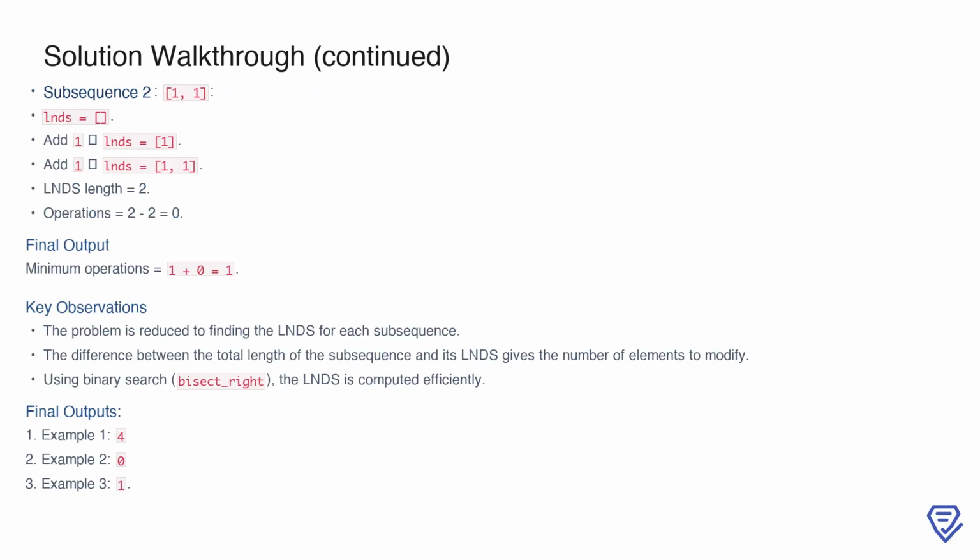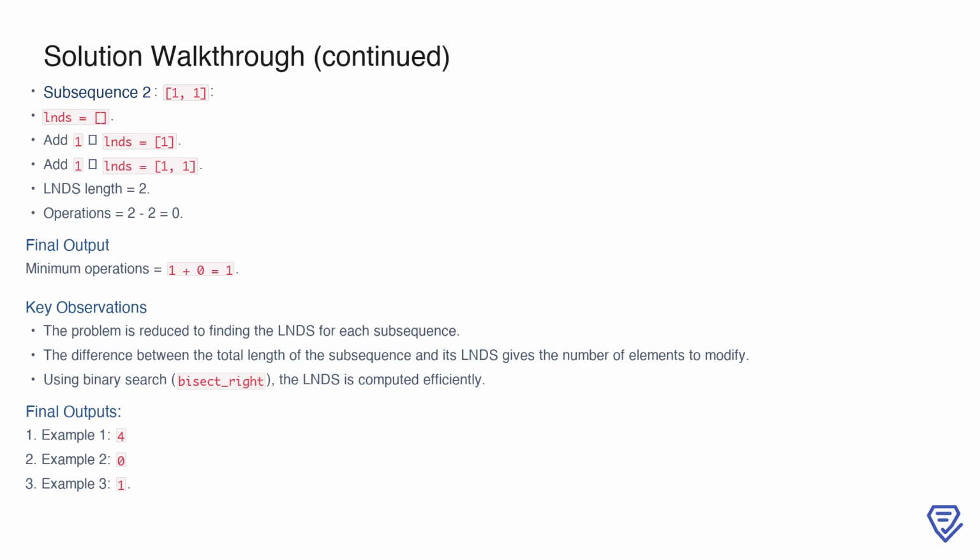For the second subsequence, 1, 1, we follow the same process. We add 1 to the LNDS, then add another 1, resulting in 1, 1, as the LNDS, which has a length of 2. Since the subsequence length is also 2, no operations are needed. Adding the results from both subsequences, the total number of operations for this example is 1 plus 0 equals 1.